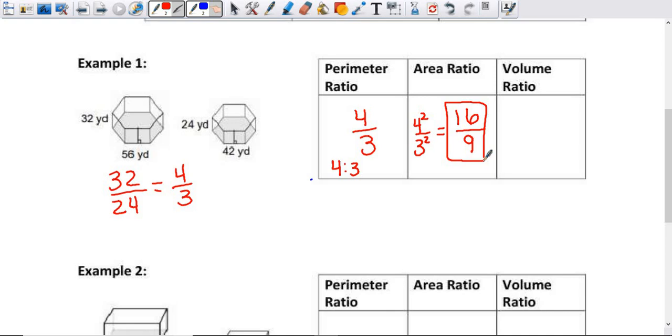Now, if I'm getting volume, I have to use the perimeter one, because if this is A to B, I have to do 4 cubed over 3 cubed, which is 64 over 27. So once you know your A to B, you can get to area or you can get to volume. You can't go from area to volume though.